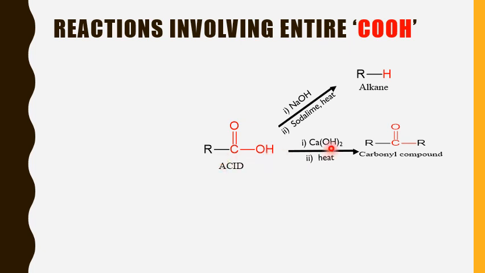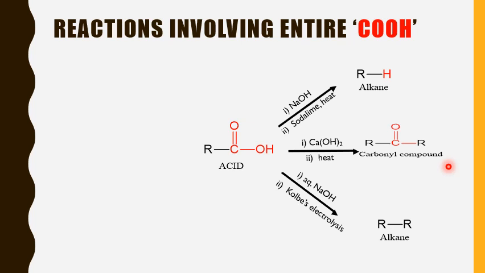This calcium carboxylate upon heating or dry distillation will give you a carbonyl compound where the R group will be attached on both sides of this carbonyl group. So here R will be remaining and OH is eliminated. What happens basically here? We have seen in the last class that an H2O molecule is eliminated from two anions of carboxylate. Hence this carbonyl compound is formed.